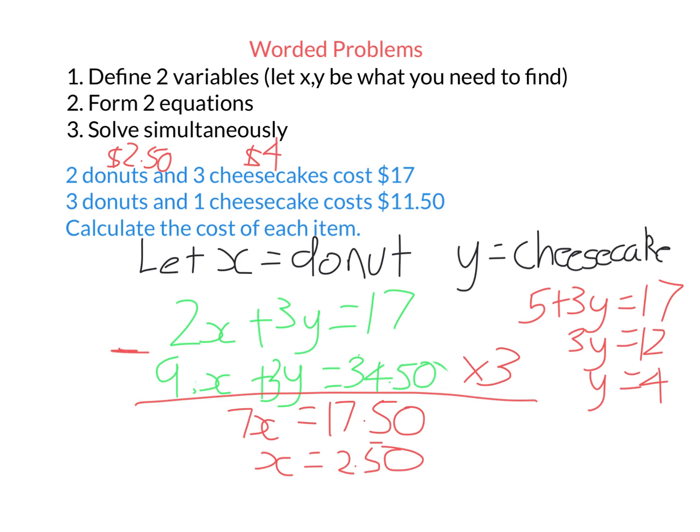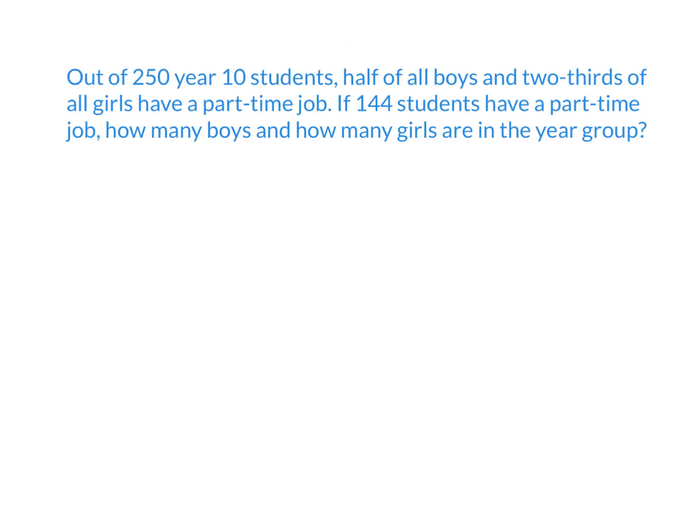All right, let's look at a slightly harder worded problem now. So out of 250 Year 10 students, half of all boys, 2/3 of all girls have a part-time job. 144 students have a part-time job. How many boys, how many girls are in the year group?